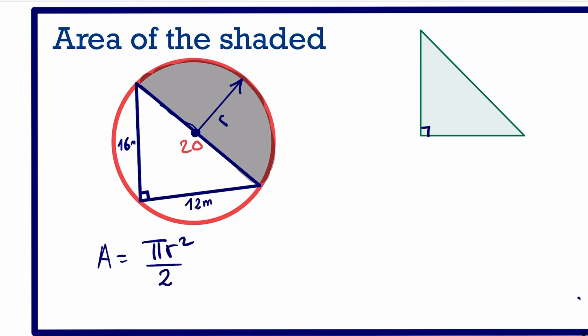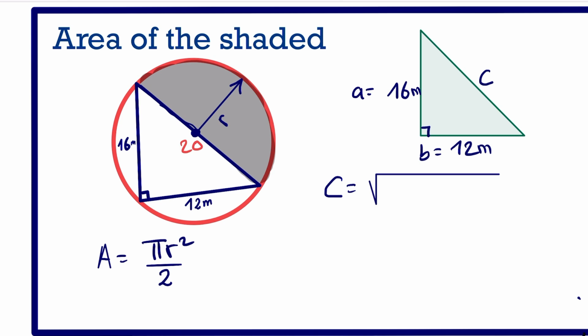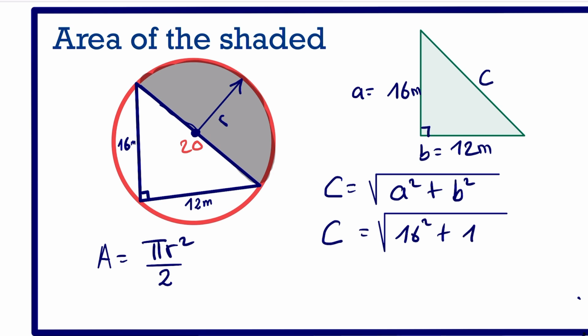So here is a right angle triangle, and we have 16 meter and 12 meter. If we apply Pythagoras theorem, let's call this part A and this B, and the hypotenuse C, which is the diameter. So C square will be equals to A square plus B square. We know that A is 16, so 16 square plus 12 square.